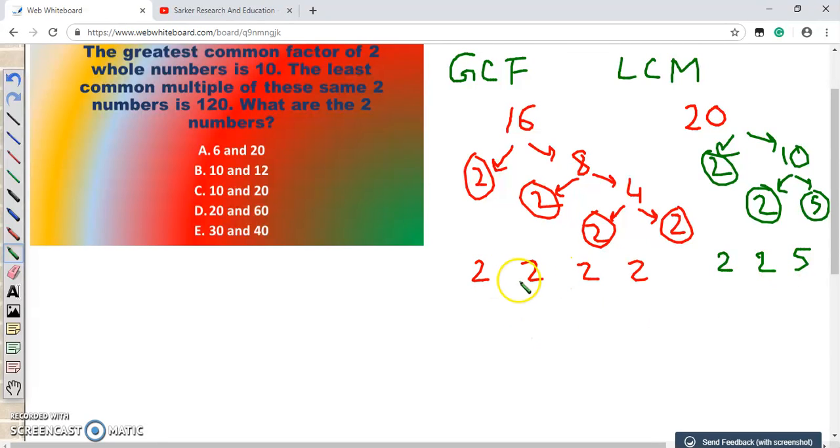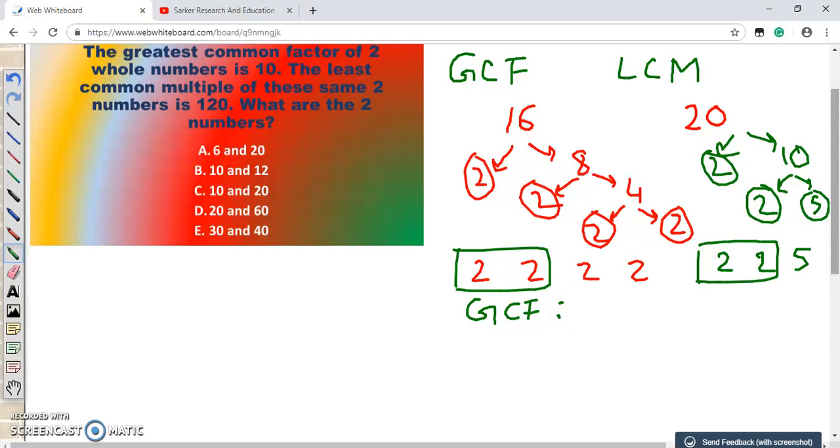I have to see which are the common ones. You can see 2 is common in both of them. And then again 2 and 2, that means 4 is common. Which one is the greatest one? 4 is the greatest one. So the GCF of 16 and 20 is 4.